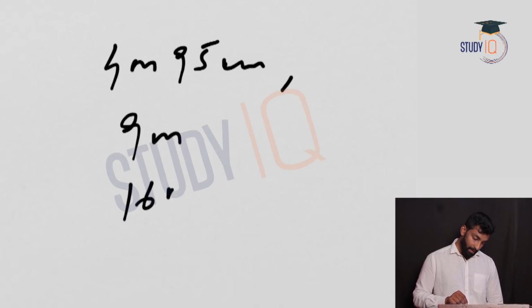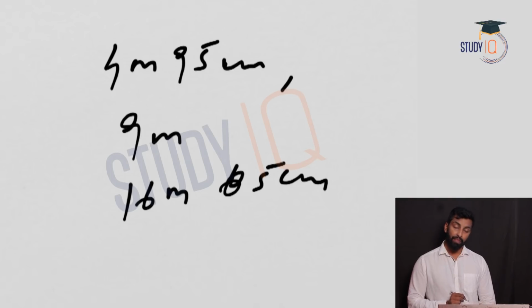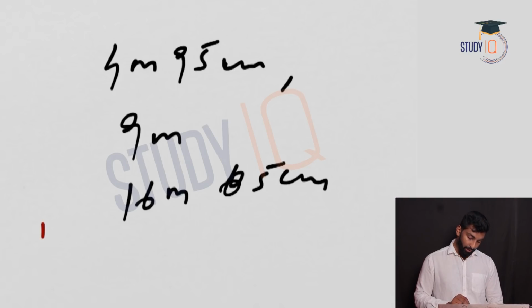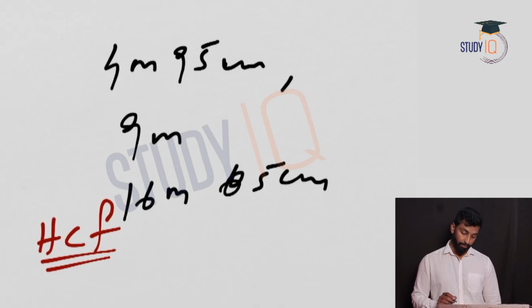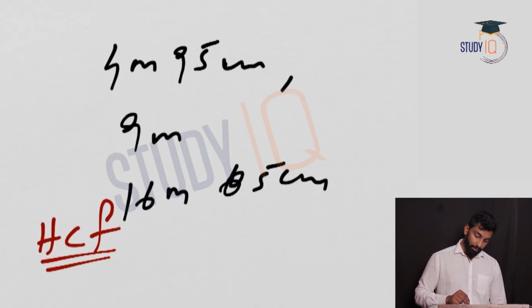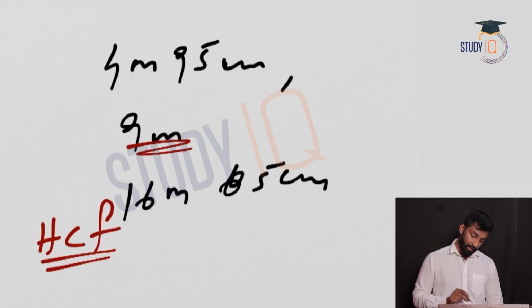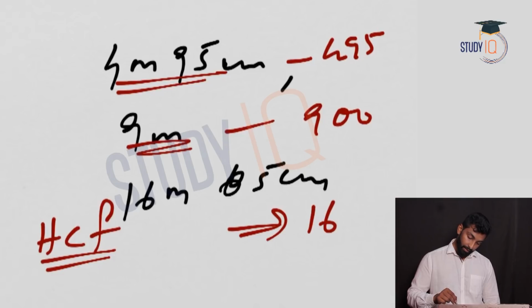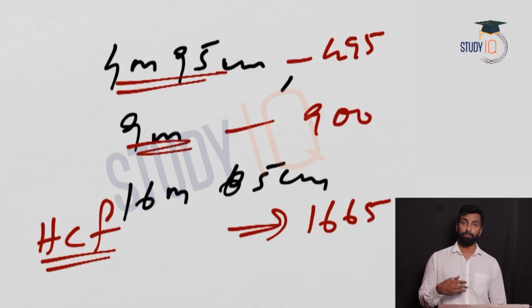Now what is the next question? They are asking you to find the greatest possible length which can be used to measure the lengths 4 meter 95 centimeter, then 9 meter, then 16 meter 65 centimeter. So here also, because you are looking for the greatest length, the moment you see that, you need to find out HCF. Convert the meter into centimeter and you can find HCF. So this will become 495, this will become 900, this will become 1665. Based on that you can find HCF. You take the least difference and based on that you can find the value.